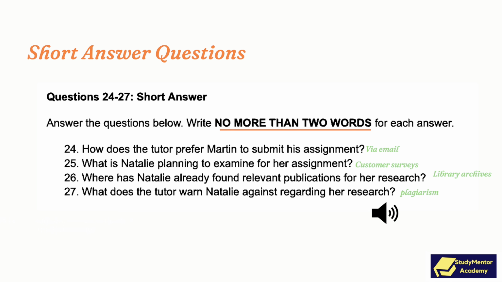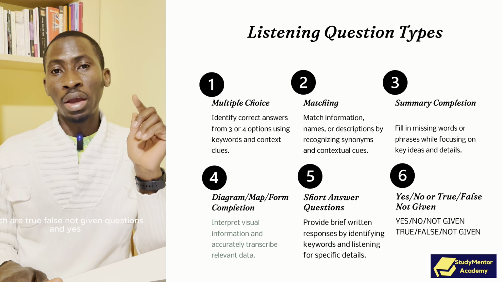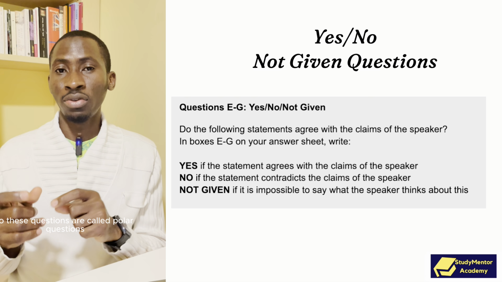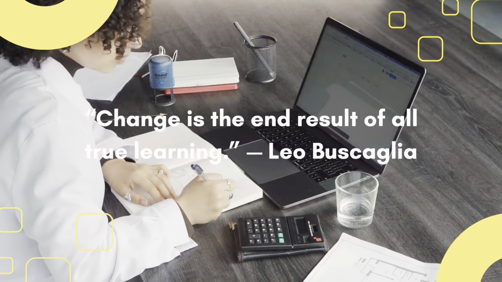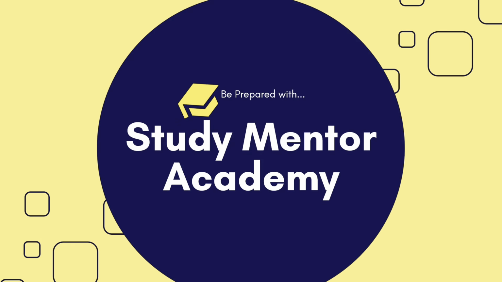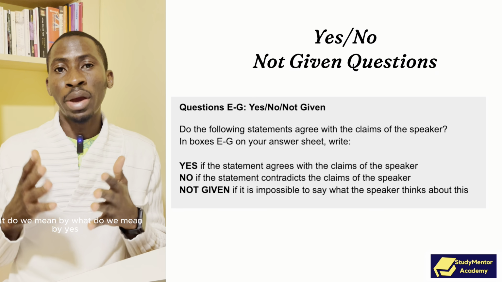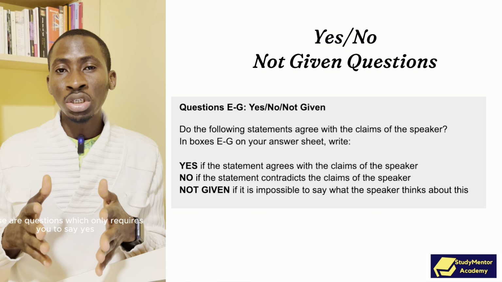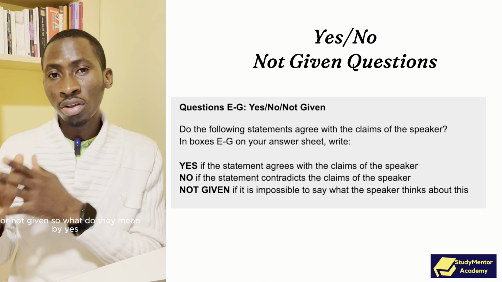Okay, now we move on to the last question types, which are true, false, not given questions and yes, no, not given questions. So these questions are called polar questions. What do we mean by yes, no, not given questions? These are questions which only require you to say yes, no, or not given.